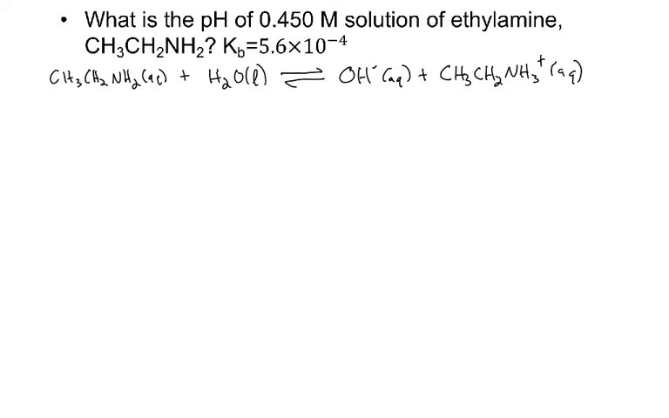All right, so now when I build my ICE table, my initial concentration of the ethylamine is 0.40. I don't worry about the liquid water. My hydroxide and the ethyl ammonium ion will start out at 0.